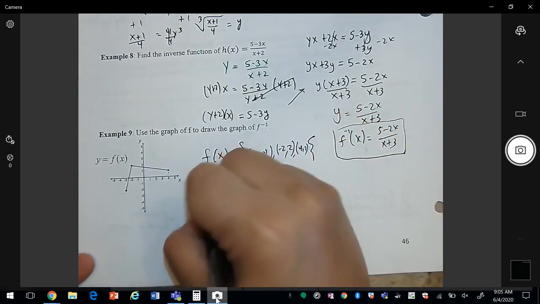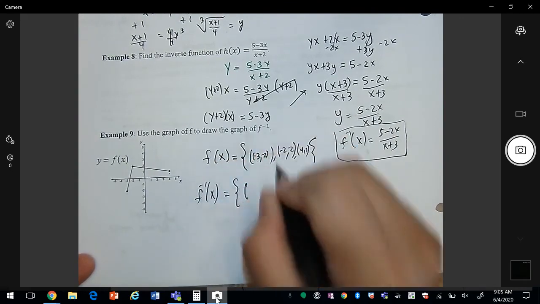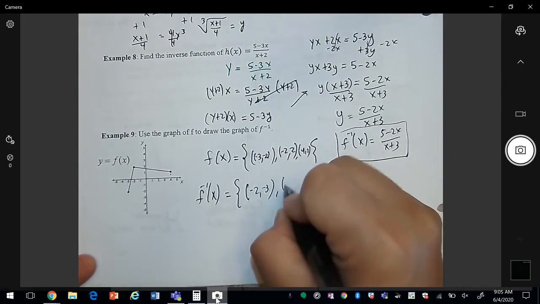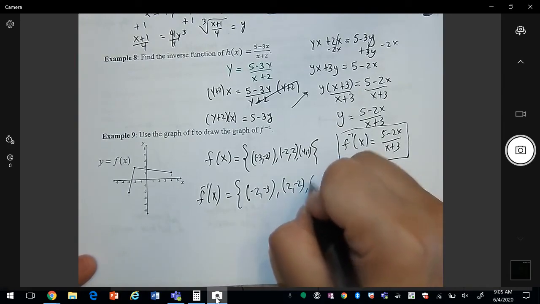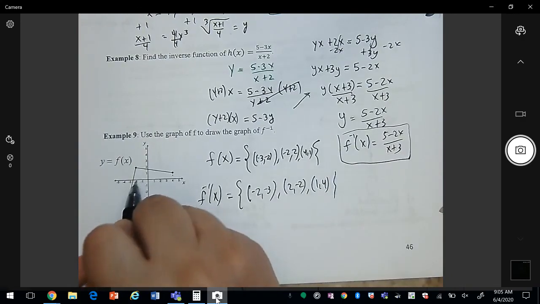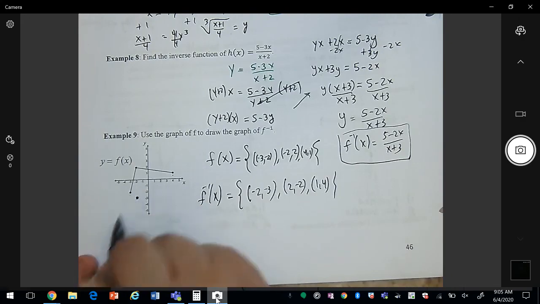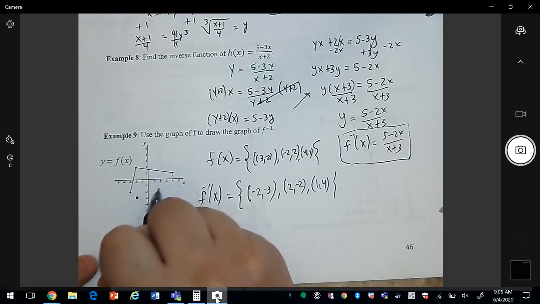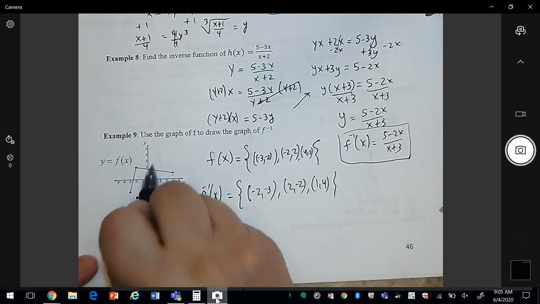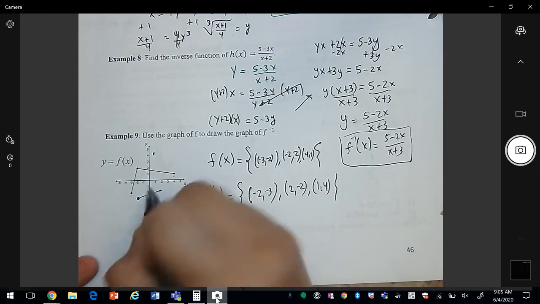Since we're looking for the inverse, I can switch these ordered pairs. So instead of (-3, -2), I can write (-2, -3), (2, -2), and (1, 4). So (-2, -3) is right here. (2, -2) is right here. And (1, 4) is up here. So my graph will look like this.